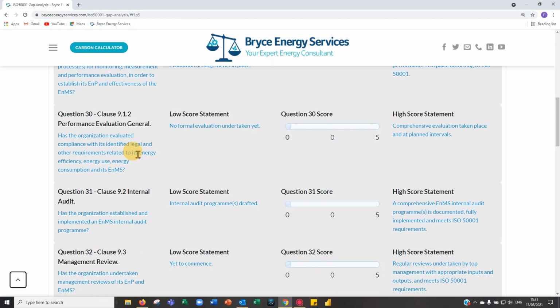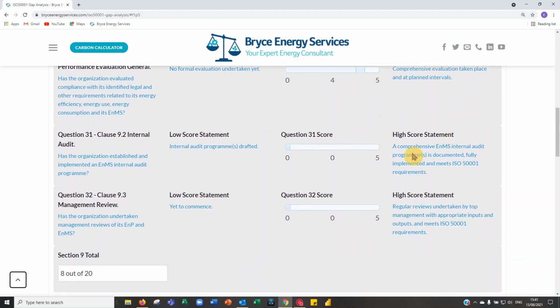Compliance identified legal and other requirements. So again, we're coming back to one of the earlier points. Have all the legal obligations been met and that information provided for? Comprehensive evaluation taking place and at planned intervals.